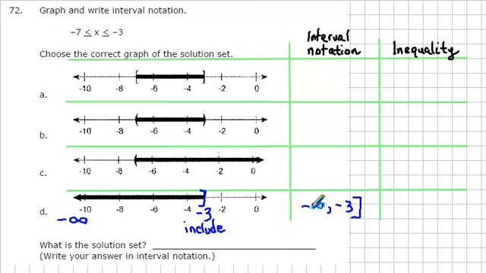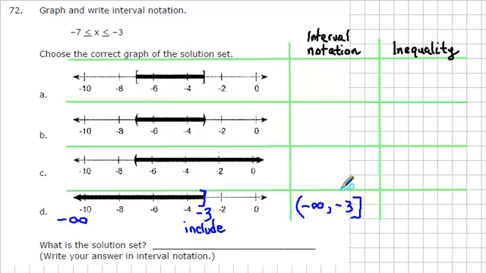Now, minus infinity, you might be thinking, well, we want to include all the numbers that are decreasing without bound and think that a bracket would be appropriate. But remember, minus infinity is not a number, so we can't technically include it. So when you're working with infinity or minus infinity, always use a parenthesis. This indicates that the numbers will continue indefinitely to the left. So the interval notation is the interval from minus infinity to -3, including -3.